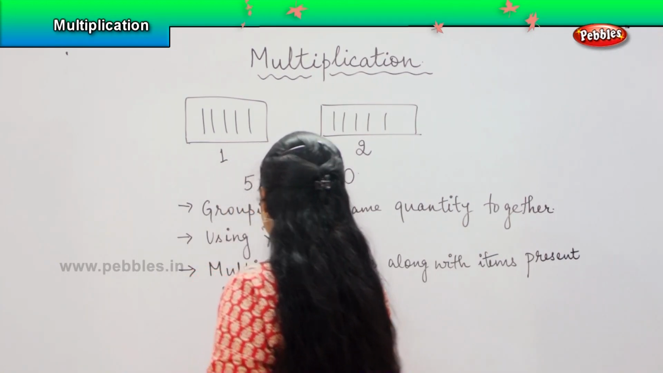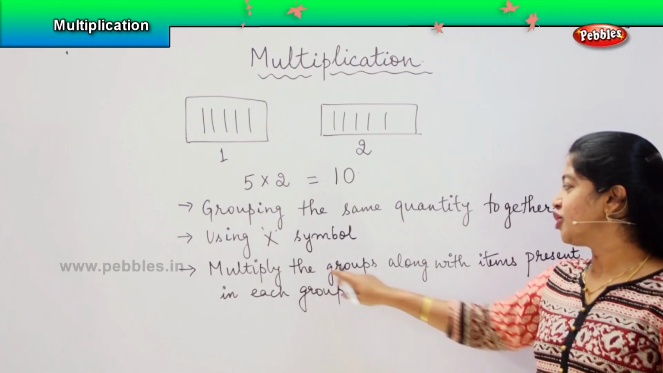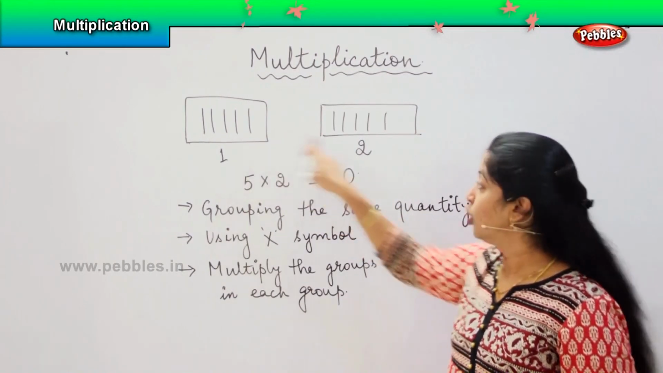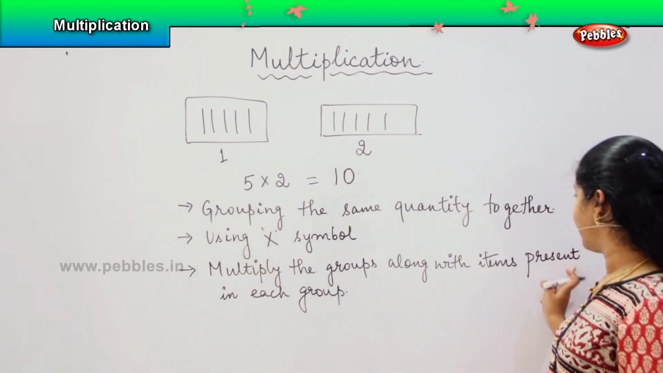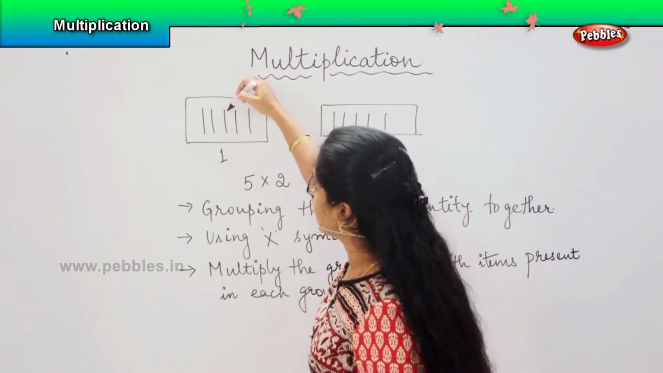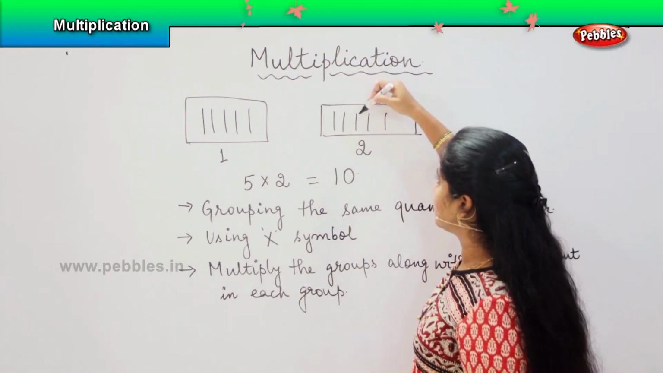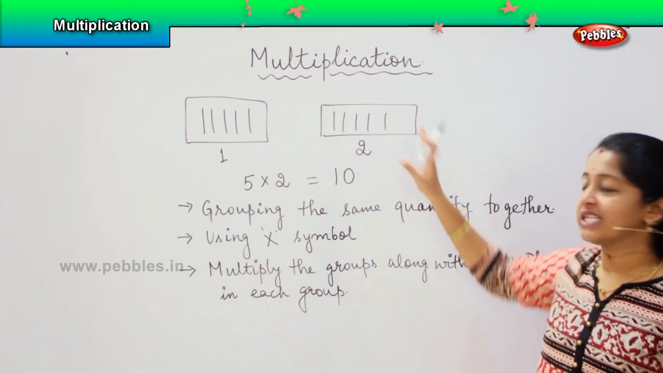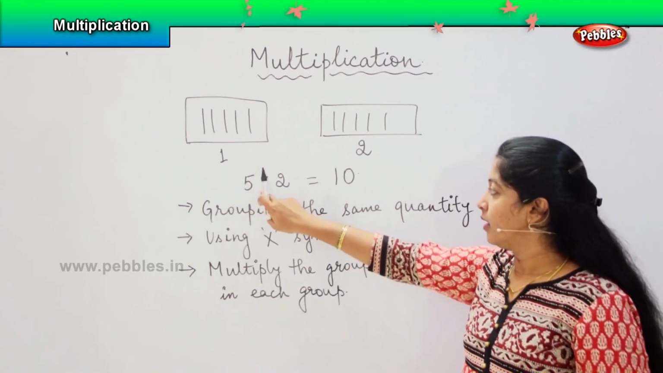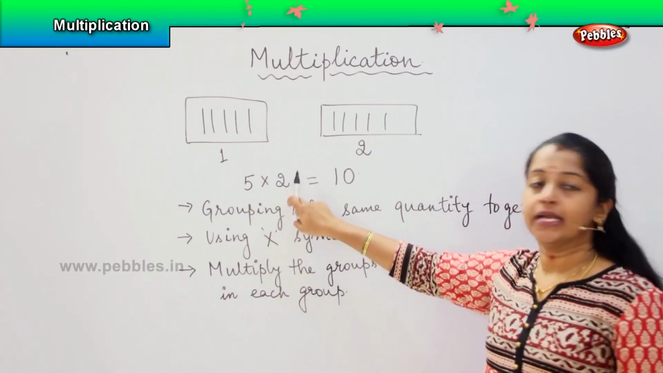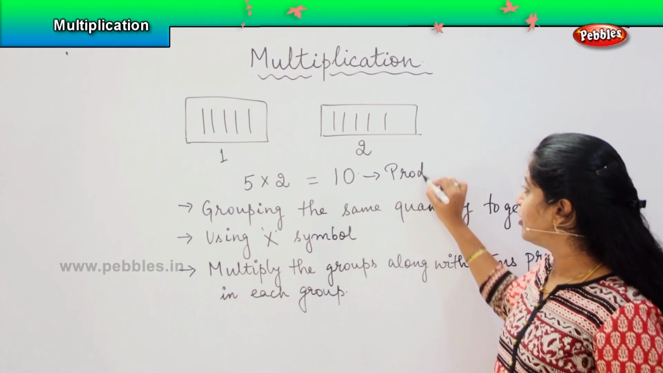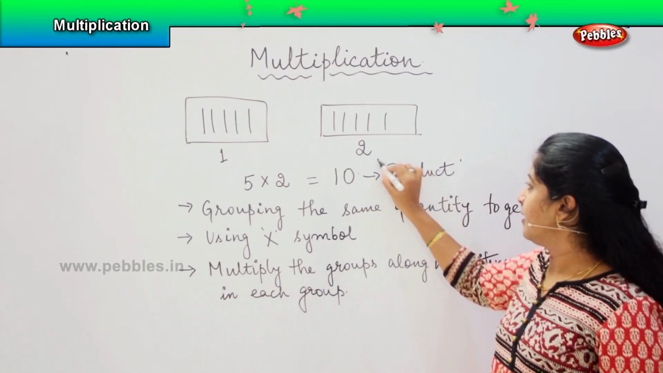So did you understand this point, children? What we need to do is we need to multiply the number of groups. For example, in this case, how many groups are there? There are 2 groups along with the number of items present in each group. So how many items are there in each group? 1, 2, 3, 4, 5. 1, 2, 3, 4, 5. So which means each group is having 5 items. So how will I multiply? The number of items in each group multiplied by the number of groups. This will give me the product. So the answer which you obtain, that is called my product.